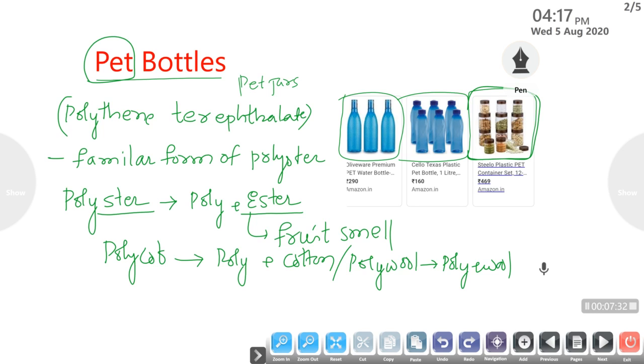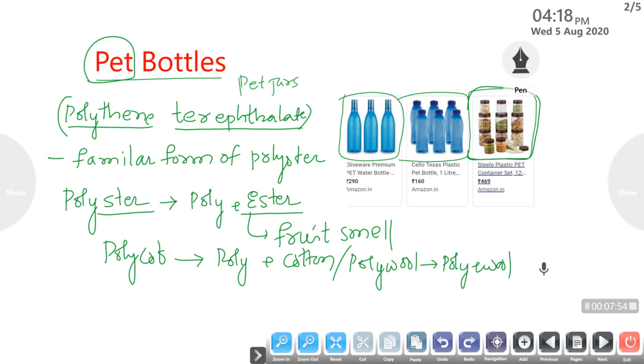Okay, a best example is that polyester is a form of PET bottles. PET bottles we are using for different purposes. Drinking water we fill in them, and some grains, food items, dry fruits we fill in the PET jars. Here PET means polyethylene terephthalate, that is the full form.